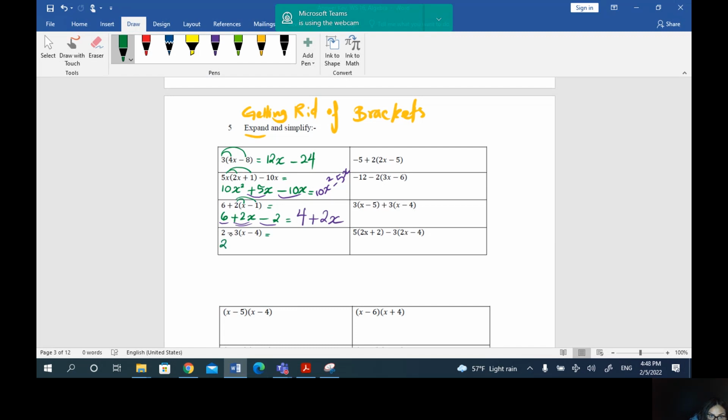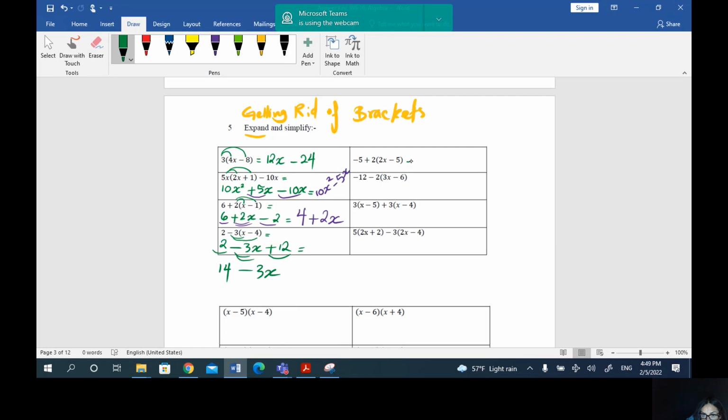And we will expand the negative 3 into the bracket. Negative 3 times x is minus 3x. Negative 3 times negative 4 is plus 12. And then we're collecting like terms. 2 is a like term to plus 12, so 2 plus 12 is 14. Minus 3x, there is no like term to minus 3x, so we will bring it down as is.